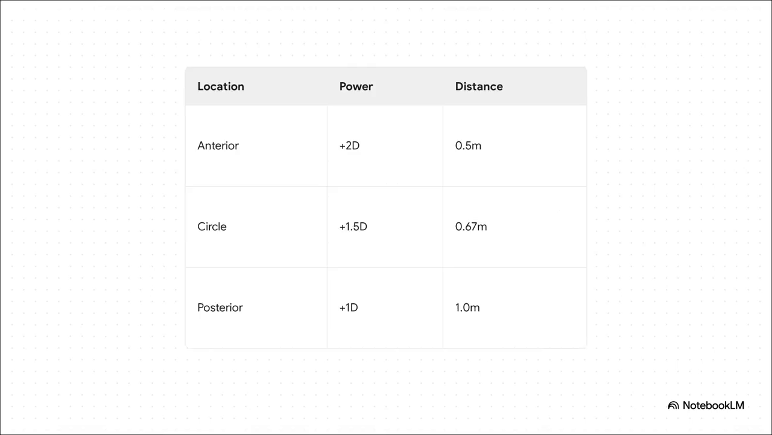Let's bring all of these calculations together into one unified framework. Look at how beautifully this maps out. The anterior line is driven by the plus 2D power, sitting at 0.5 meters. The posterior line is driven by the plus 1D power, sitting at 1 meter. And right smack in between them, dioptrically speaking, is our circle, driven by the spherical equivalent of plus 1.5D, sitting at 0.67 meters. You can clearly see the exact inverse relationship between the increasing distance and the decreasing power.